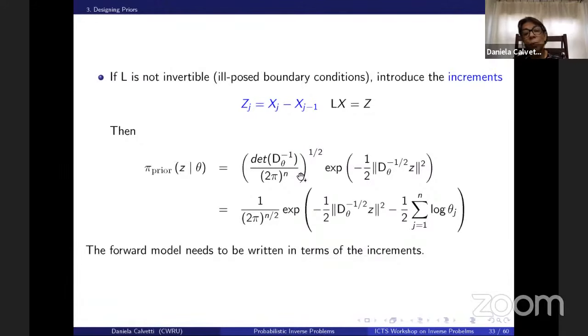So we can go ahead and make changes of variables as appropriate. Sometimes we think in terms of signal, sometimes in terms of increments, and a lot of what determines which way is best to think about an inverse problem and how to parameterize it is the underlying computational cost.